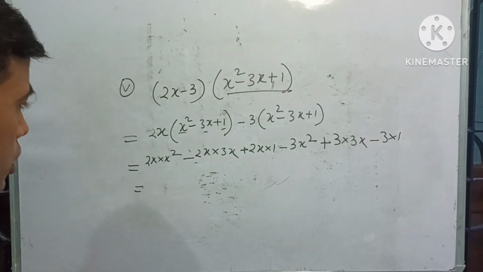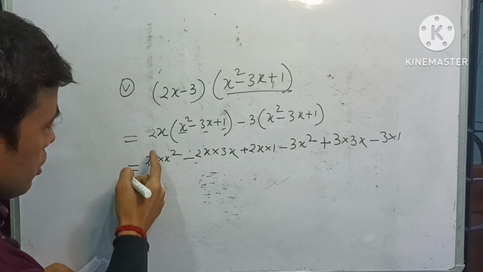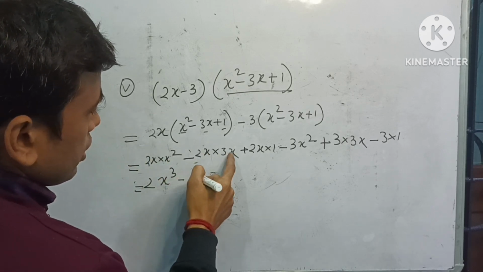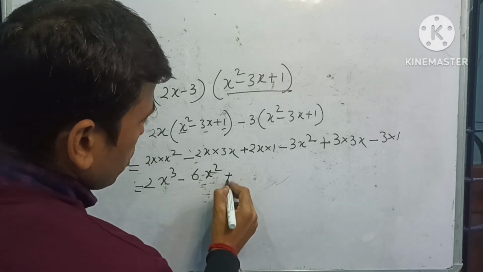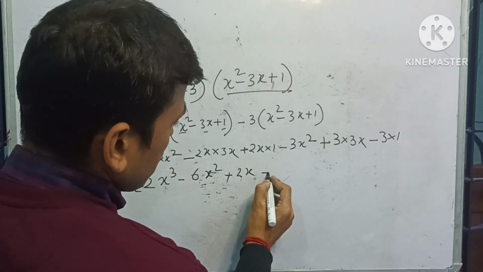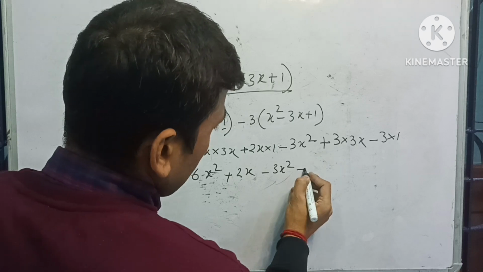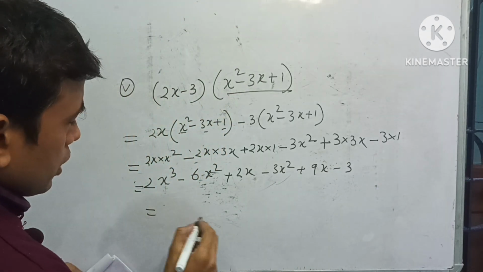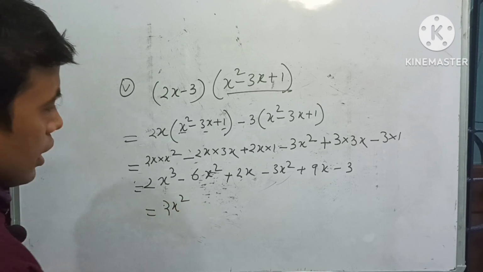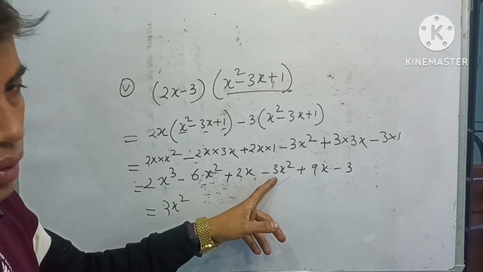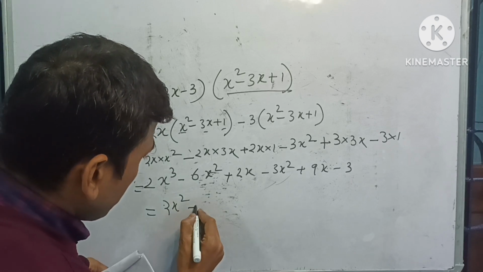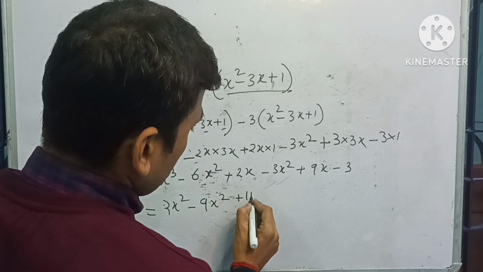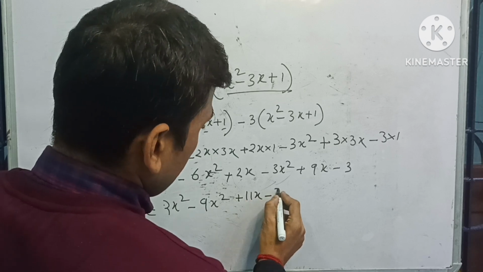So what we get? 2x into x square, x cube. 2 into 3, 6, x into x square. Twice x into 1, twice x. Minus 3x square plus 3 into 3, 9x, minus 3. So we get twice x cube. Here minus 6x square and here minus 3x square. So we get minus 9x square. Here plus 2x, here plus 9x. We get 11x and minus 3.